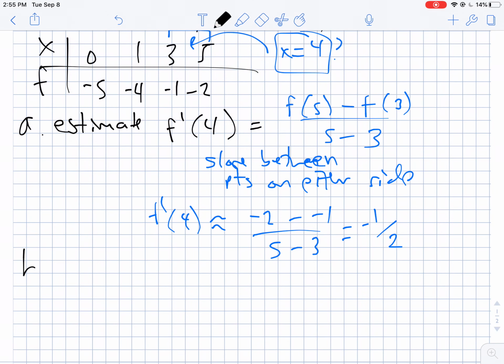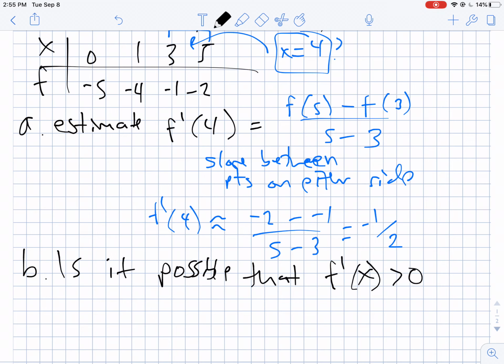Okay, now part B of this problem. Is it possible that f prime of x is greater than 0 for all x on the interval from 0 to 5? That would mean you have a positive slope for all x. Now, we don't know what's going on for sure, so we're just going to try and say, okay, we have these four points giving us 3 intervals.